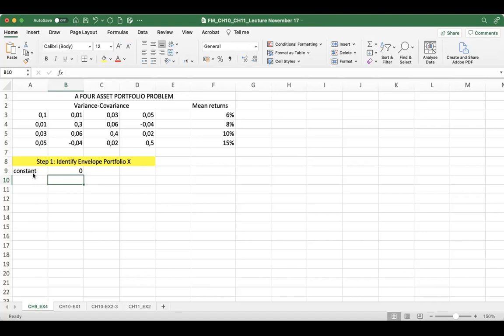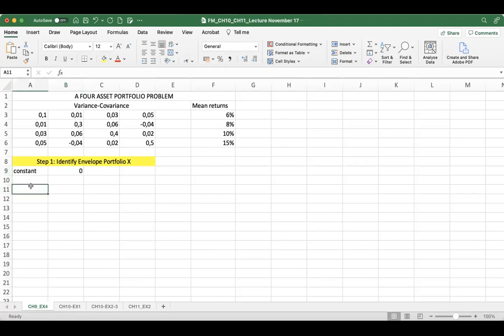Now, the first thing to do to identify the envelope portfolio X is to find the Z portfolio or the Z vector. The Z vector is equal to the inverse of the variance covariance matrix multiplied by the risk premium vector, which is the difference between the mean returns and the constant. Since the constant here is equal to 0, this simply means that the mean returns minus the constant will remain the same, because we are subtracting 0, so we keep the same vector.